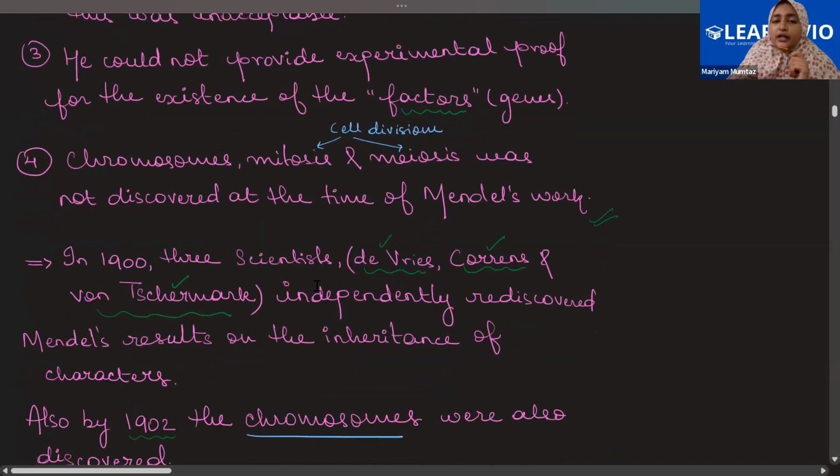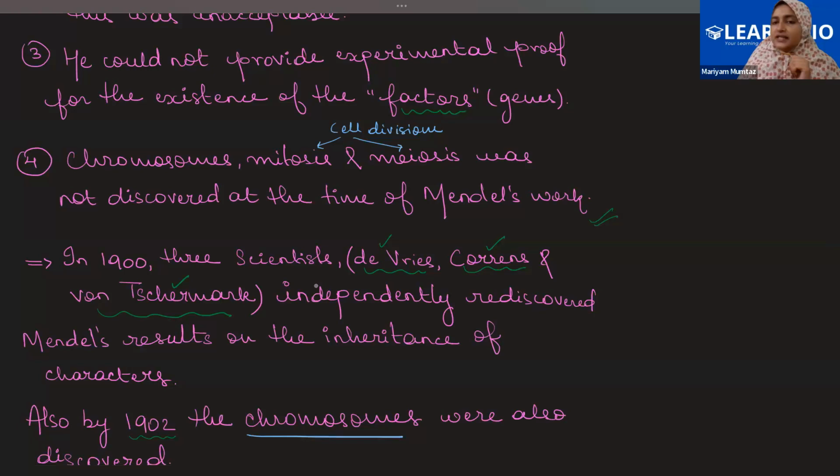Apart from that, he could not provide experimental proof for the existence of those factors. He said that genes are responsible for the inheritance of characters, but he did not give any experimental proof for it. So people were like, okay, if you don't have proof, how can we believe you? Apart from that, chromosomes were not discovered at his time because the microscope was not discovered at his time. So the different kinds of cell division, meiosis and mitosis, were also not discovered. And the chromosomes were also not discovered at the time of Mendel's work.